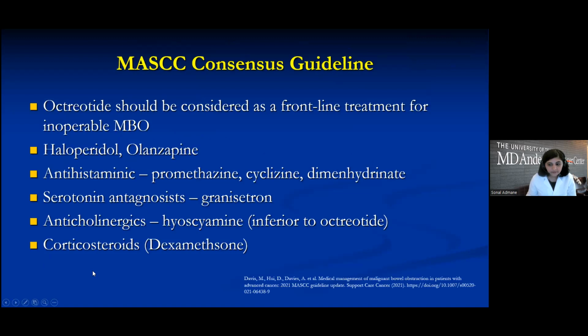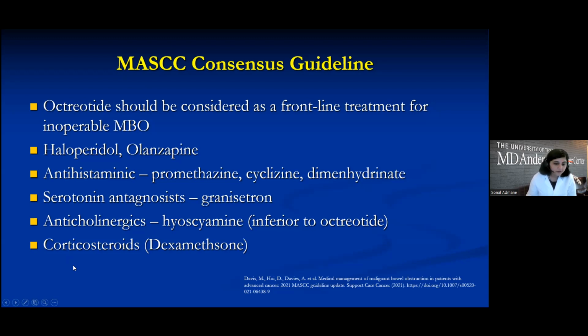So if we look at the MASCC guidelines, octreotide is the frontline therapy for malignant bowel obstruction, and there is good evidence level 1 to 2 for the use of octreotide. Second-line therapies can include haloperidol and olanzapine, and olanzapine is also available in an orally dissolving form, which can be used in patients with malignant bowel obstructions. Other agents that can be tried are 5-HT3 antagonist, anticholinergic, corticosteroids.